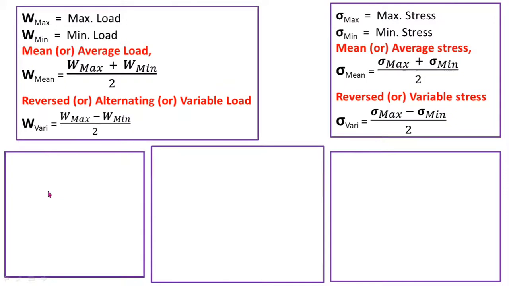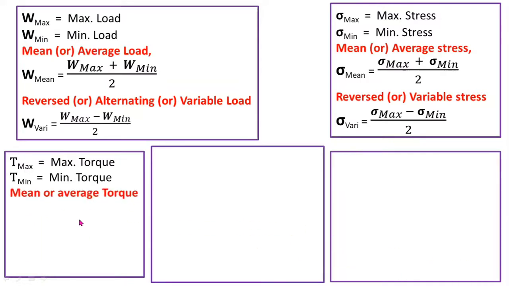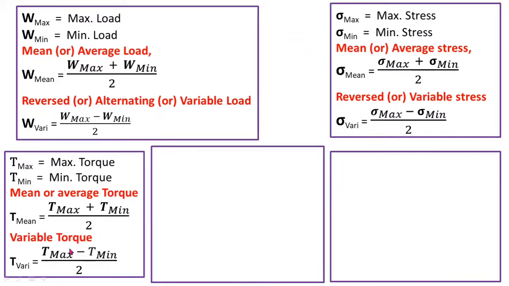If you are considering a torque, okay, if you are considering maximum and minimum torque, then T max is the maximum torque, T minimum is the minimum torque, and mean or average torque, T mean, equals maximum plus minimum torque by 2, and variable torque, T variable, equals maximum torque minus minimum torque by 2.